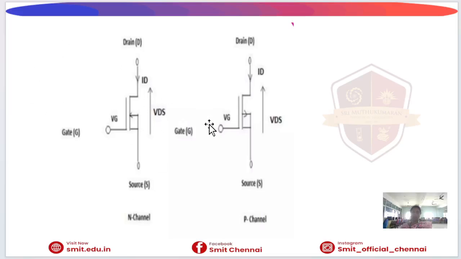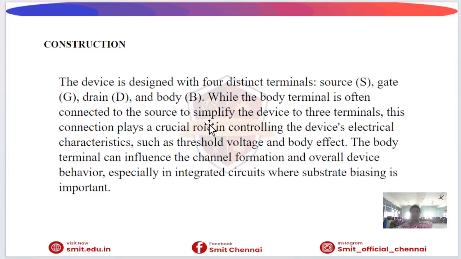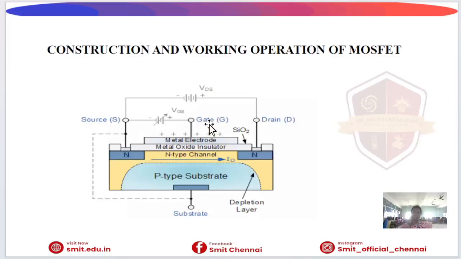Then why is the MOSFET called the field effect transistor? The term field effect means the current flowing through the device is controlled by an electric field. Unlike BJTs, which are current controlled devices, MOSFETs are voltage controlled devices. A small gate voltage can control the large current flowing between the drain and the source. This makes the MOSFET more efficient.